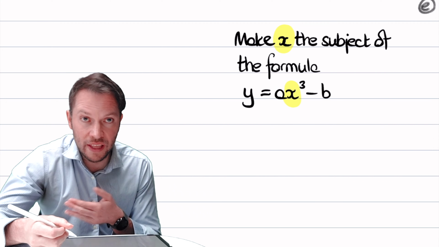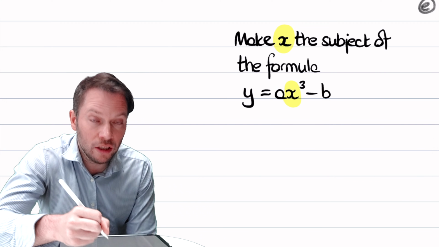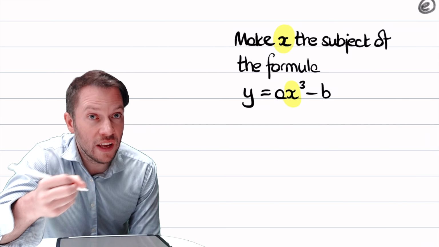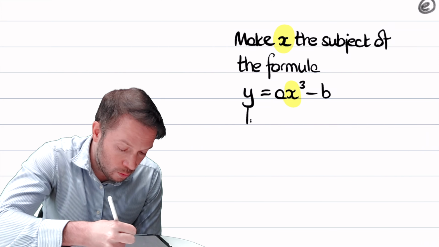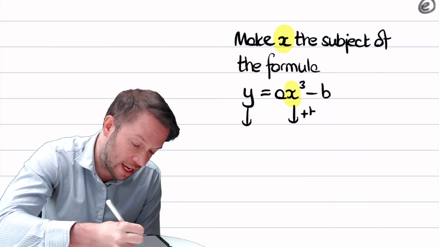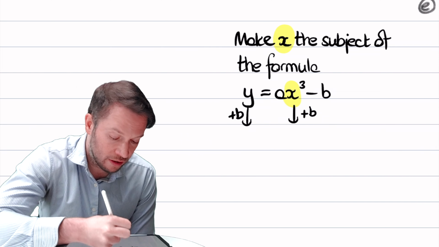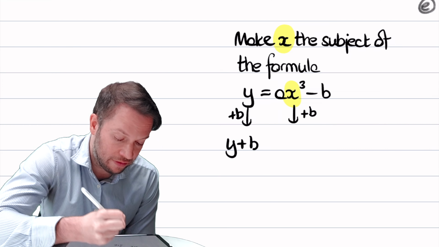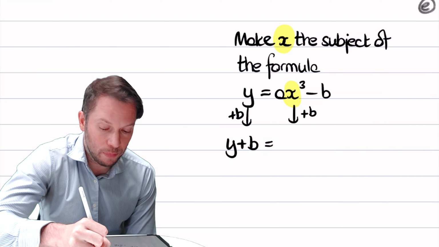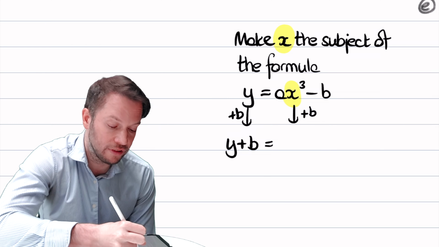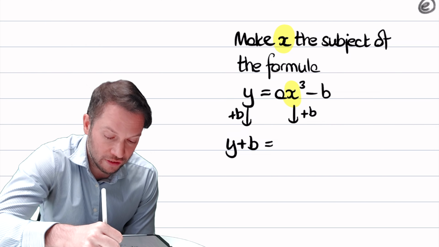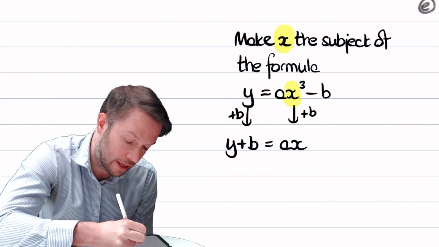Now, the last thing we did there was subtract the b, so we undo it by doing the opposite, which is adding b. So we do that to both sides of the equation. We add b. Whatever you do to one side of the equation, you're going to do the same to the other. So we get y plus b on the left-hand side, and the plus b here cancels out that minus b here, just leaving ax cubed like that.